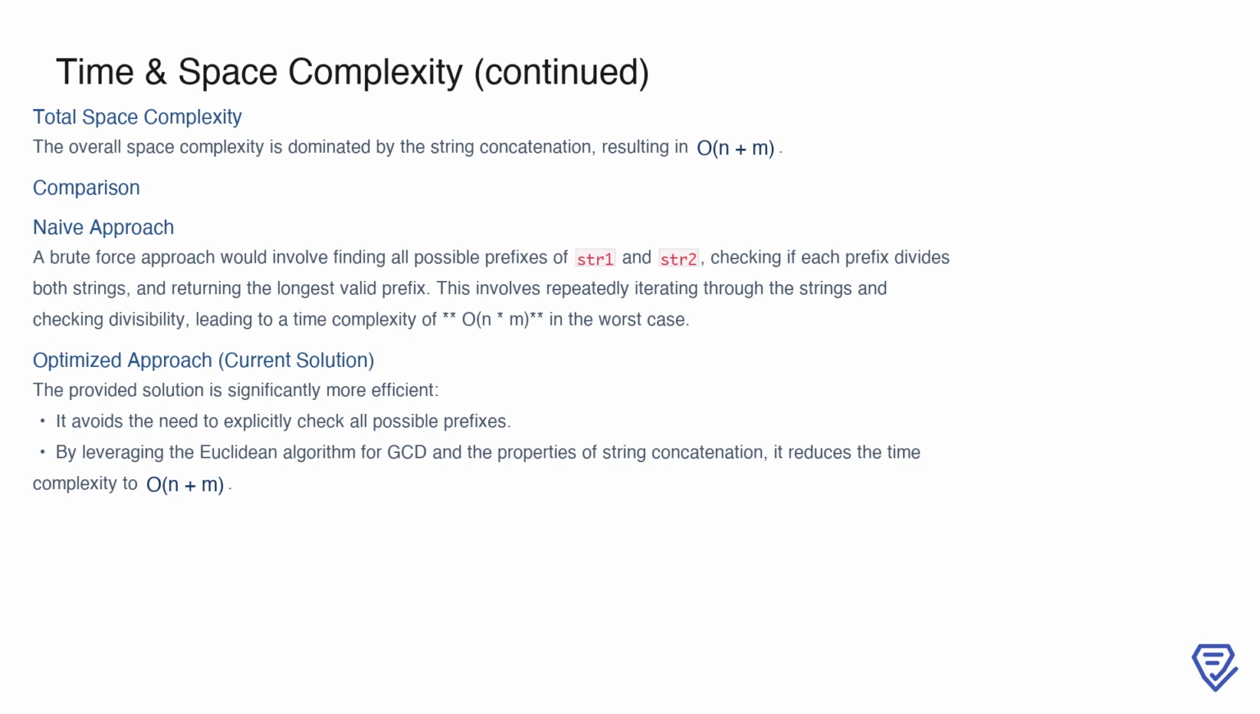To put this in context, let's compare the current optimized approach with a naive alternative. A brute force method would involve finding all possible prefixes of str1 and str2, checking if each prefix divides both strings, and then determining the longest valid prefix. This approach requires iterating through all prefixes and performing divisibility checks, resulting in a time complexity of O(n * m) in the worst case. In contrast, the optimized solution avoids explicitly checking prefixes by leveraging the Euclidean algorithm for GCD and the properties of string concatenation. This reduces the time complexity to O(n + m), making it significantly more efficient.